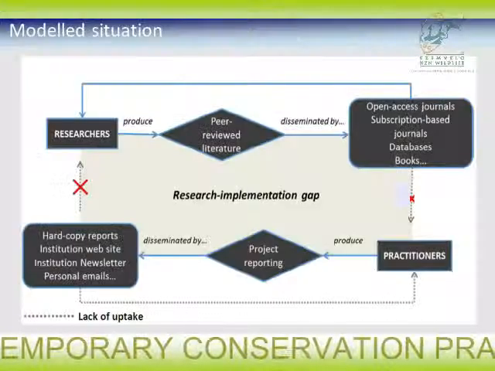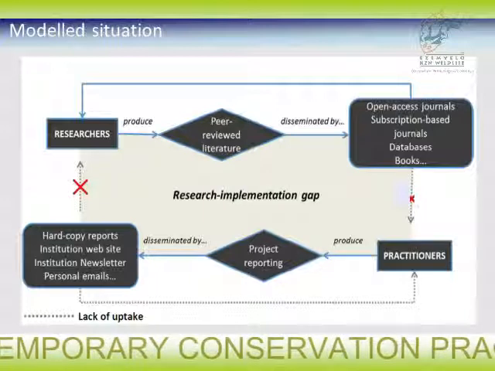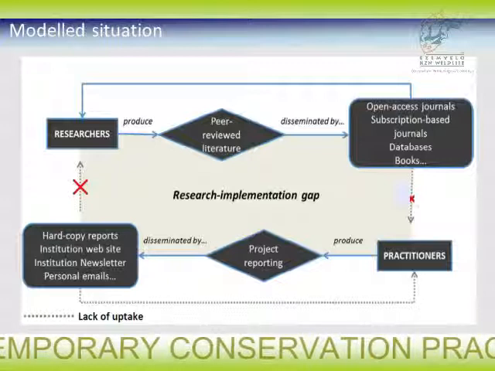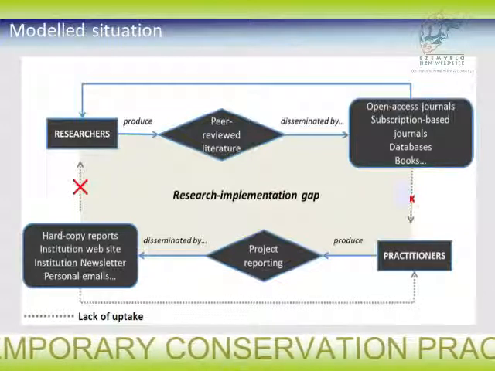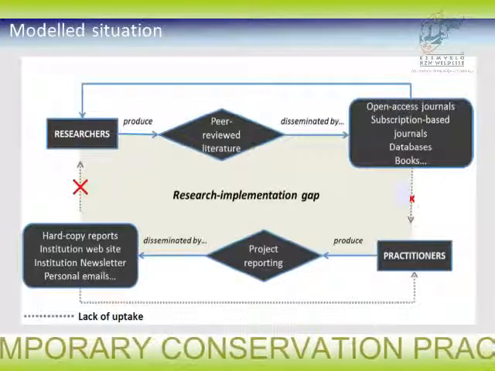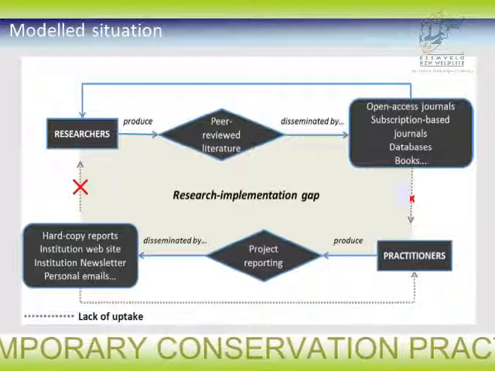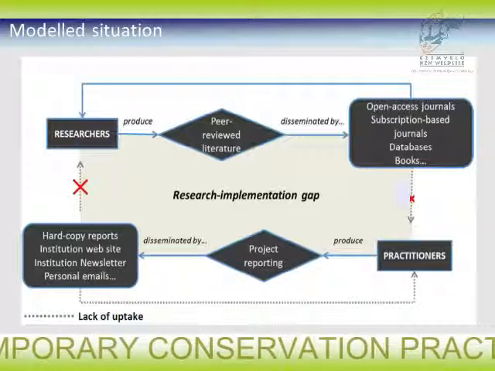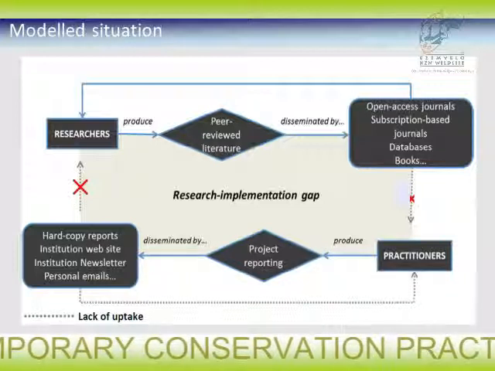So from there, I kind of modeled the situation. Researchers produce peer-reviewed literature, which is disseminated by journals, databases, books, which then goes back to researchers. We have a practitioner who does project reporting when they have time, and who disseminates them when they have time via the website, the newsletter, hard copy reports, whatever.